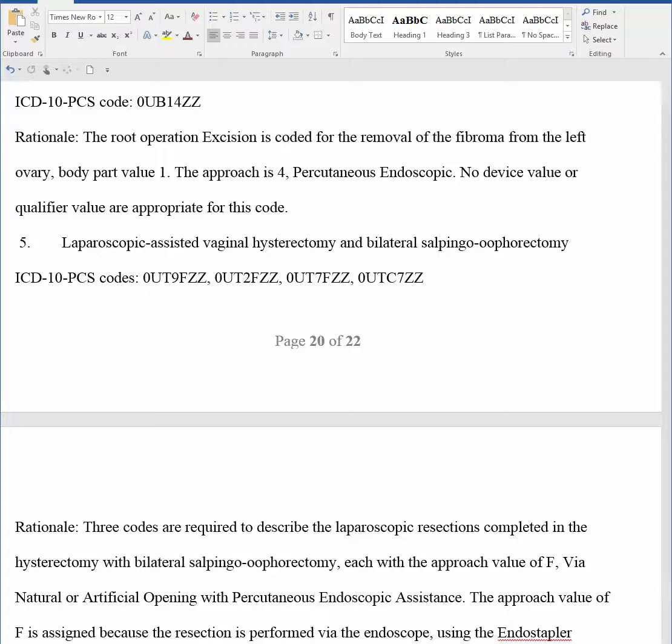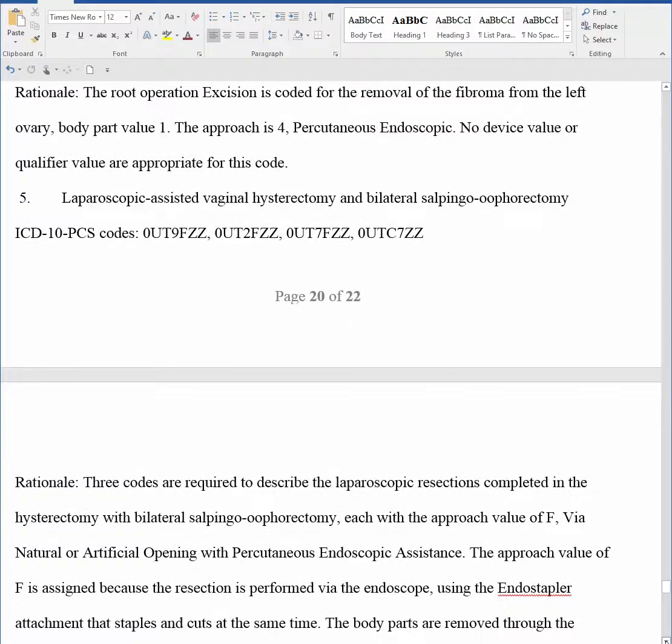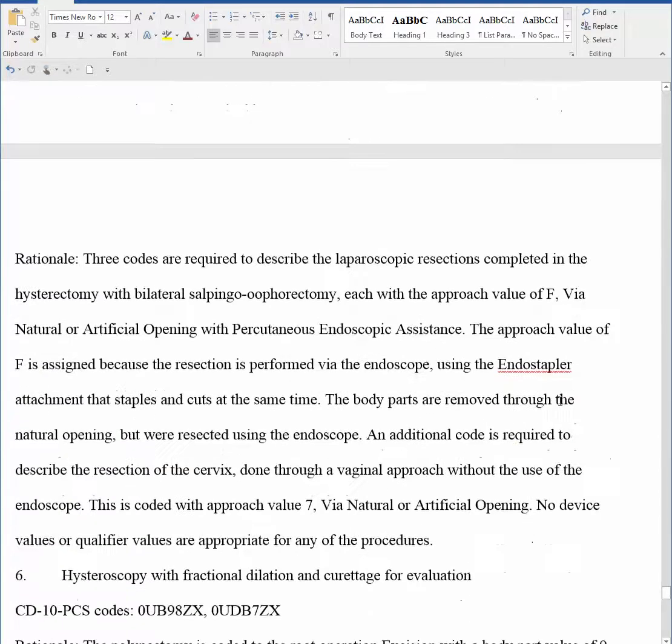You end up with 4 codes: 0UT9FZZ, 0UT2FZZ, 0UT7FZZ, and 0UTC7ZZ. So you see these codes are very similar. The only difference is the 4th character value, which is the body part.